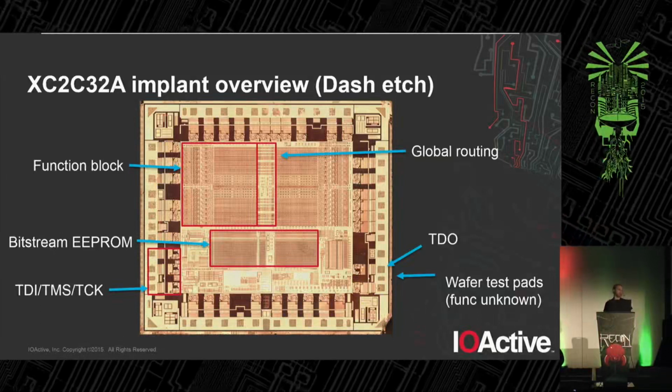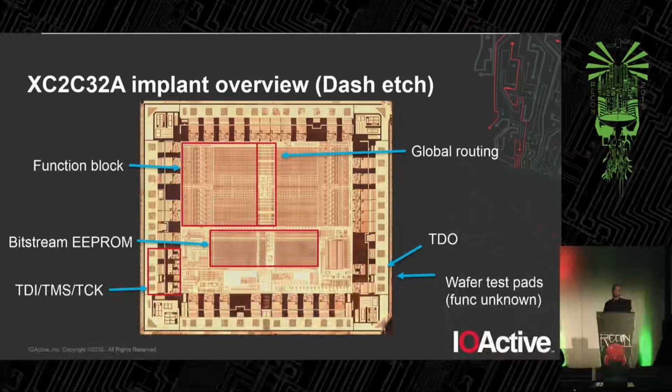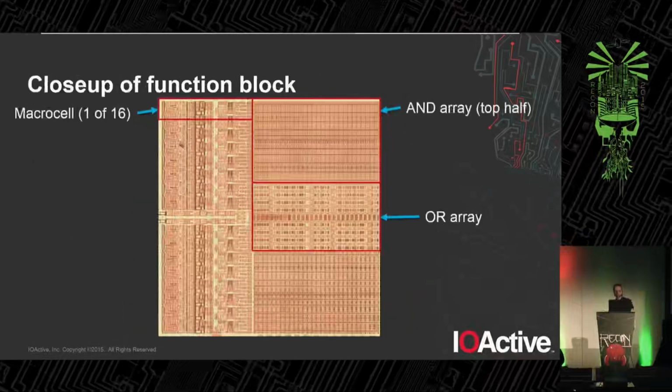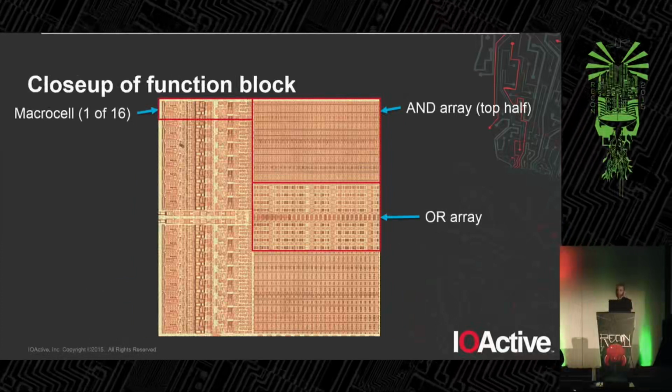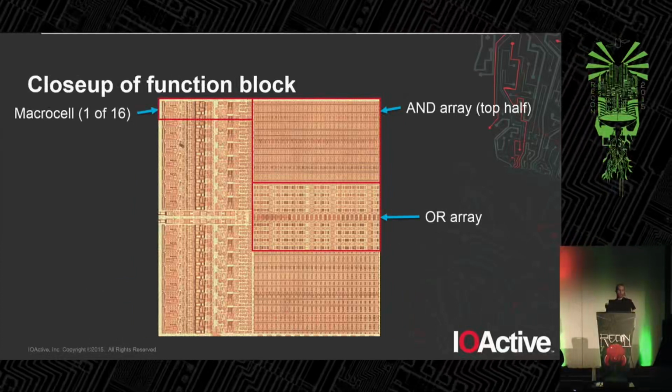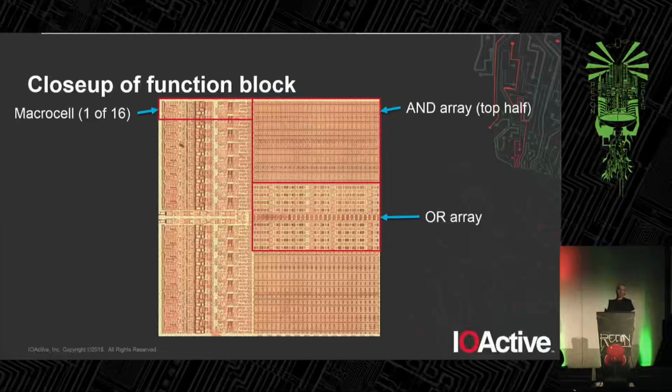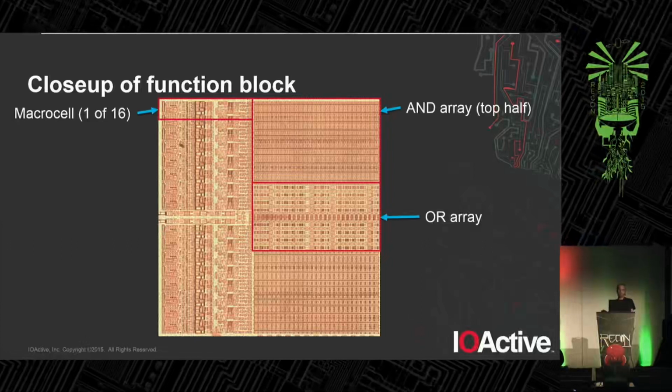It wasn't necessary to reverse the portions of the device I needed, so that remains future work. So let's take a closer look at the function block. We know there are 16 macro cells. Each macro cell contains one flip-flop, stores the output of one term of the OR array, and has a little bit more glue logic I'm going to talk about later on.